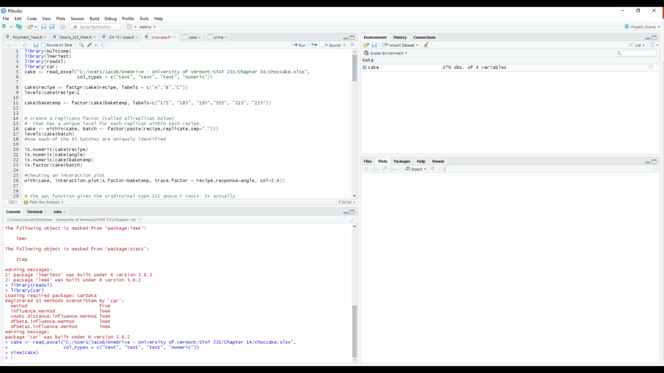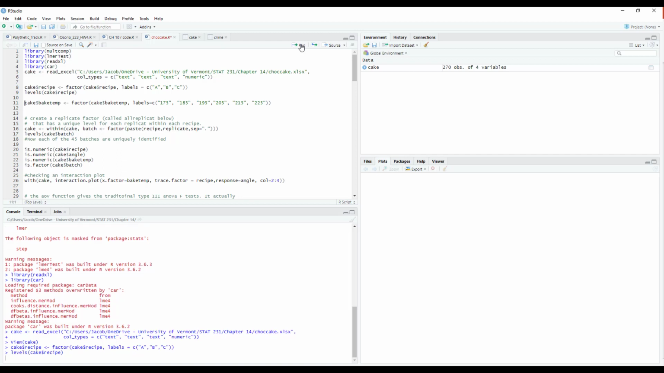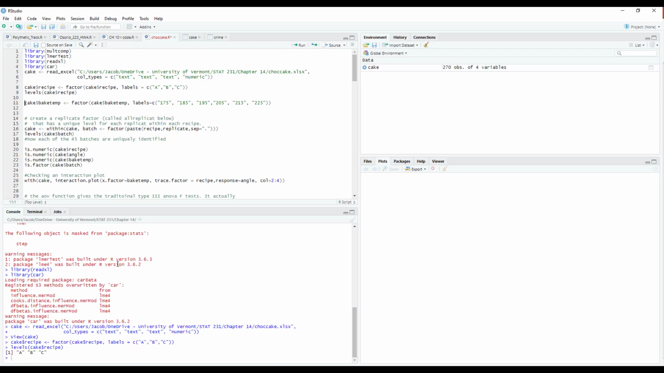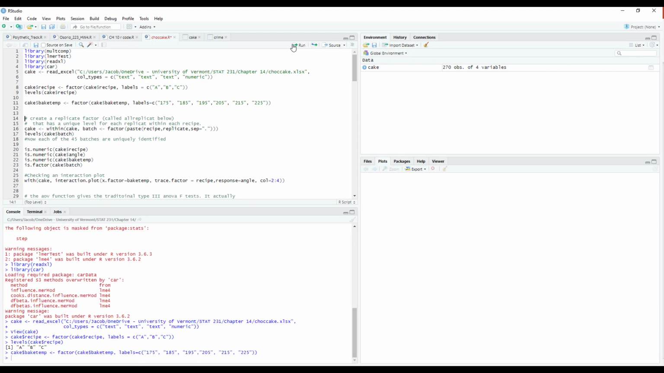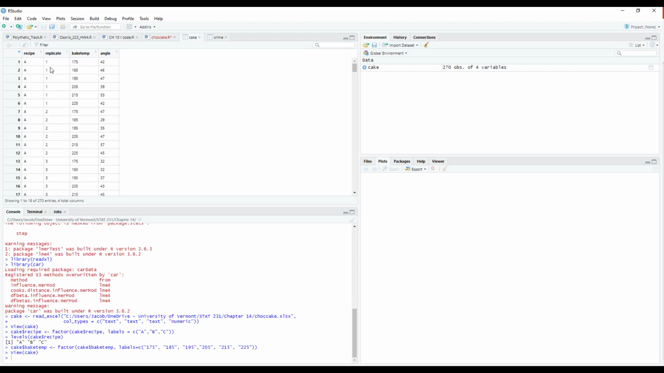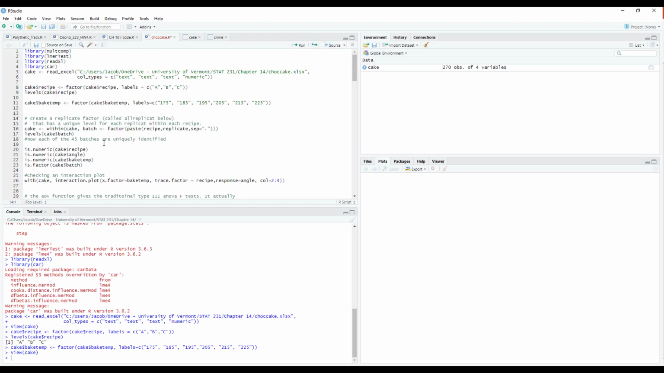So what I did next was I changed cake recipe, kept it as a factor, but we'll just label it A, B, and C. So now level 1 will be assigned the letter A, level 2 B, level 3 C. And if we look, we can see that the levels are now A, B, and C instead of 1, 2, and 3. And we can do the same thing for the temperatures. We'll say that the cake bake temp is 175, 185, 195, 205, 215, and 225. And now if we look, it changed these to symbols that are a little more intuitive to understand what the particular level for that factor is.